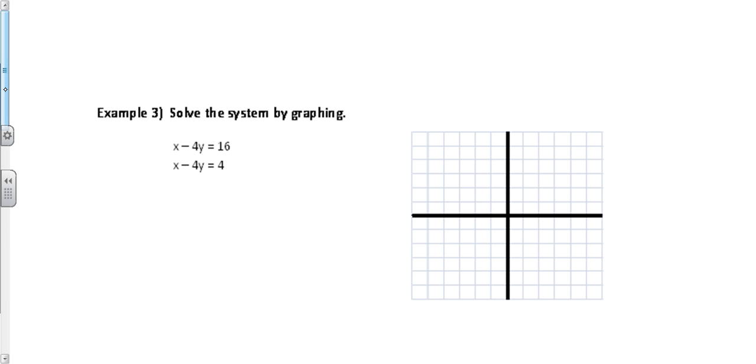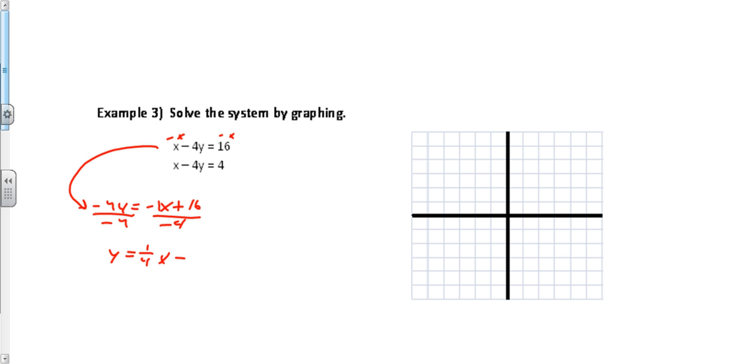All right, let's try the next one. This one has two equations. Both are not solved for y, so we're going to want to do that. So we will subtract x from both sides for the top one, and we'll get -4y equals -x plus 16. Divide by -4. So we get y equals -1/-4 is 1/4 x. 16 divided by -4 is -4.